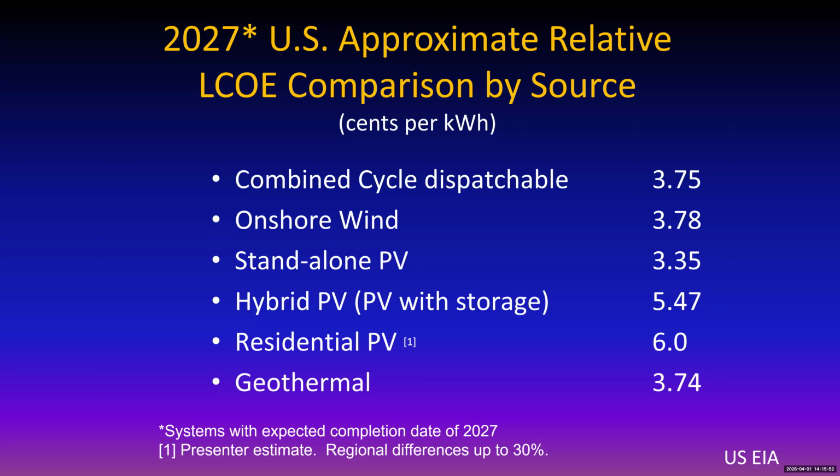Onshore wind at 3.78, grid connected, no battery. PV 3.35 at the industrial scale. Residential PV around 6 cents, somewhere to 8 cents, and geothermal 3.74. Utility scale photovoltaics with storage, that's the 5.47. So that means we're talking about economically feasible, sensible operations.